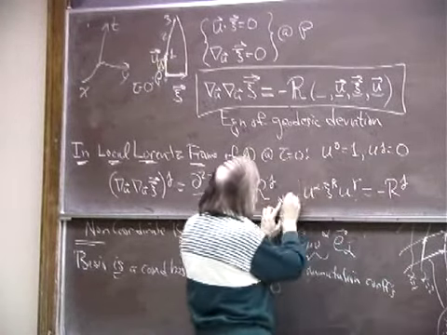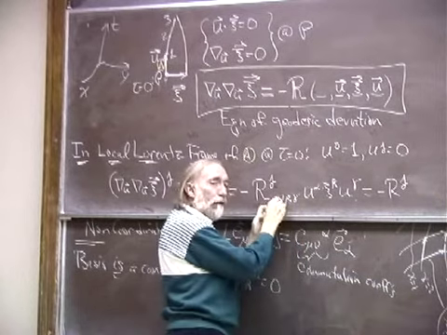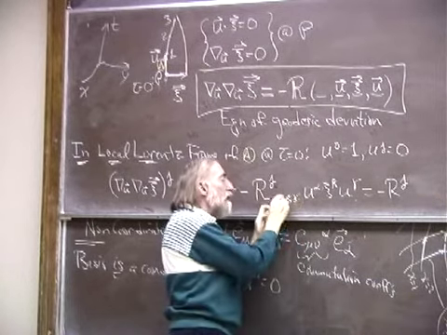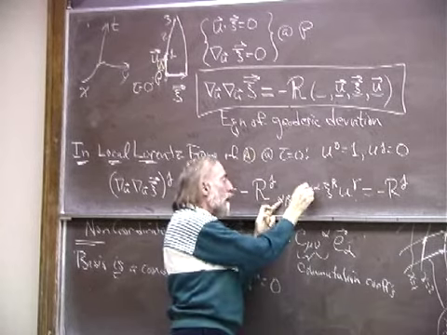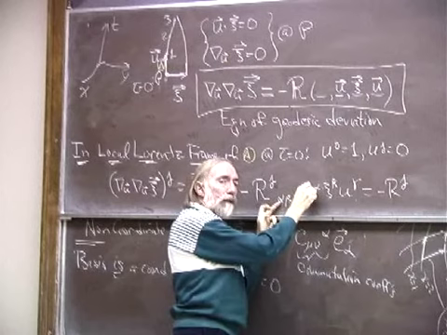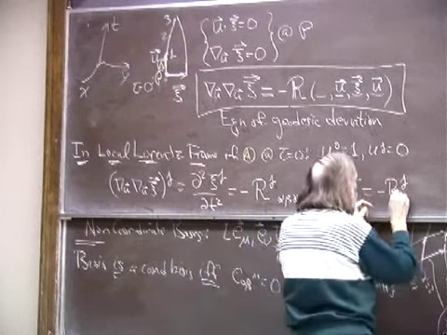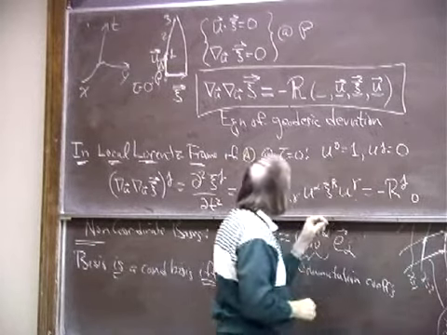This alpha has to be a 0 because u points only in the time direction. I'm summing over the alpha. Alpha equals 0, u0, u0 is 1. Alpha equals x, ux is 0, and so that would give 0. Alpha y, uy is 0, and so forth. So this will be minus R, j, 0.